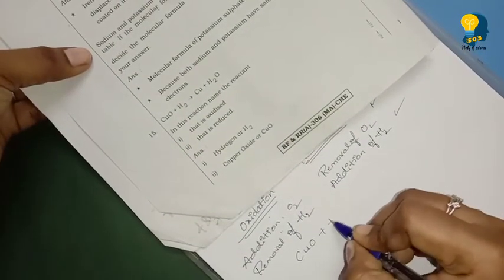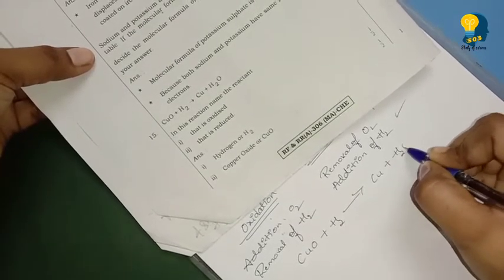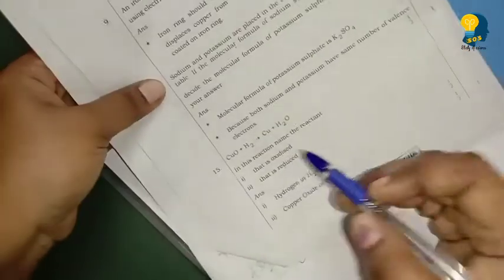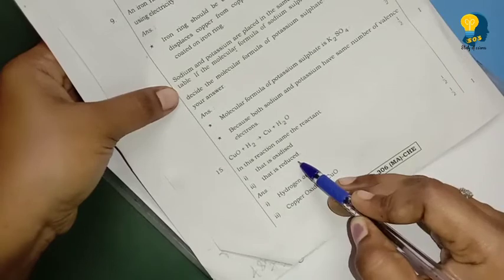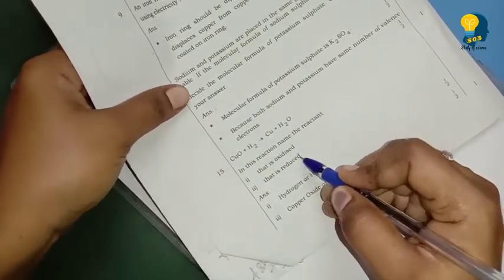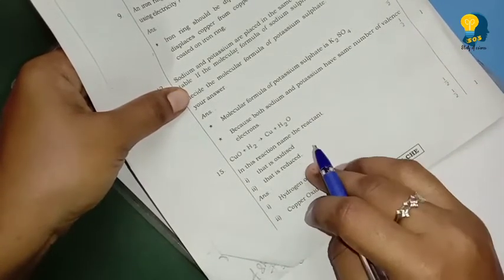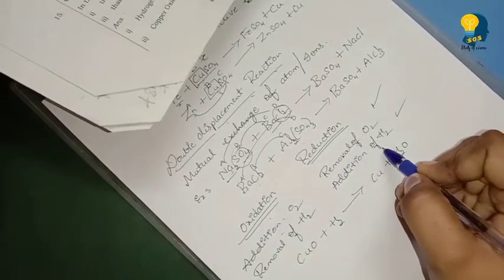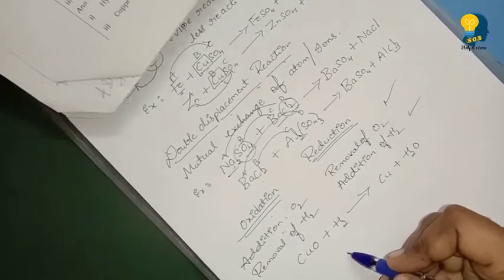They gave one equation. Let me take this equation and teach you. Copper oxide plus hydrogen gives rise to copper plus water. So what is the question asked? In this reaction, name the reactant that is oxidized and that is reduced. How to know whether it is oxidized or reduced? See, addition of oxygen is oxidation. What is reduction? Removal of oxygen or addition of hydrogen is reduction. Let's see which is oxidized and which is reduced now.